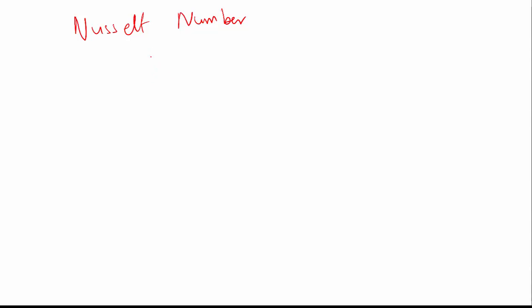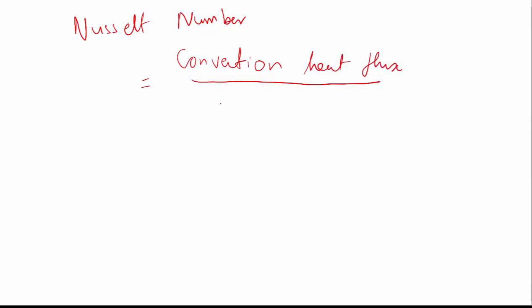Okay, then the Nusselt number is the ratio between the convection heat flux divided by the conduction heat flux.